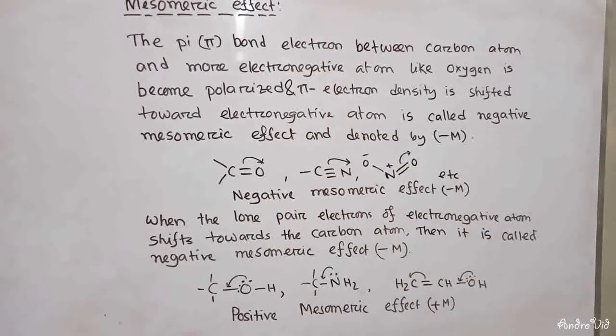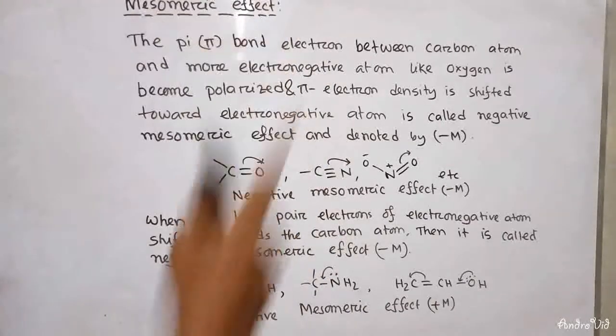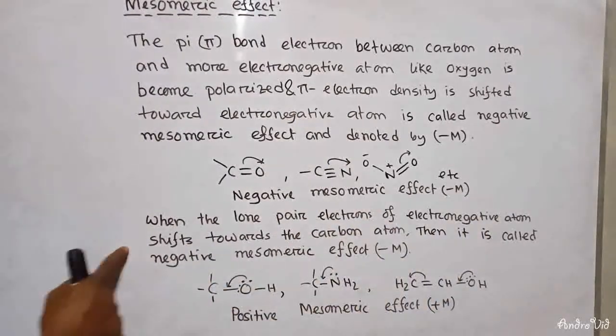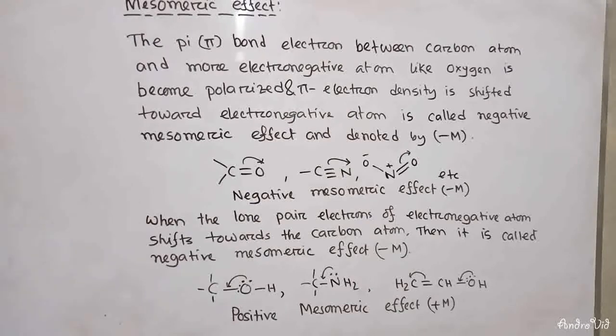Now the positive mesomeric effect. This is completely related with the lone pair of electrons of an electronegative element. We know very well that oxygen, nitrogen and sulfur are all electronegative elements and they all contain lone pairs of electrons. When the lone pair of electrons present on the electronegative element shifts towards the carbon atom, it is called positive mesomeric effect.